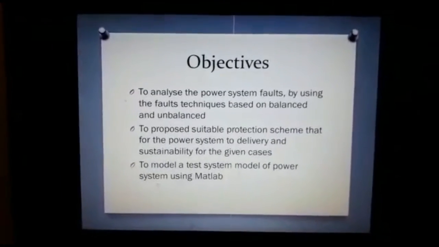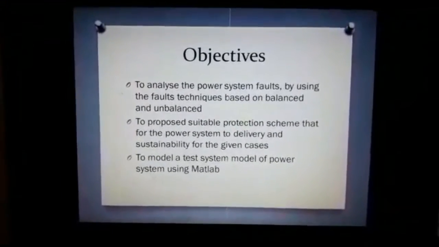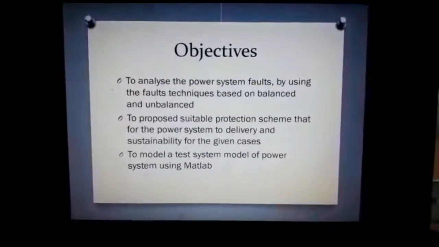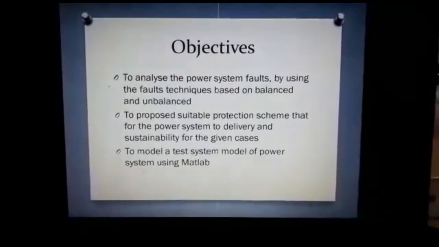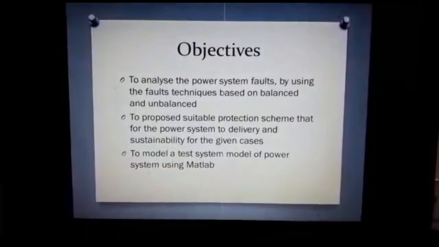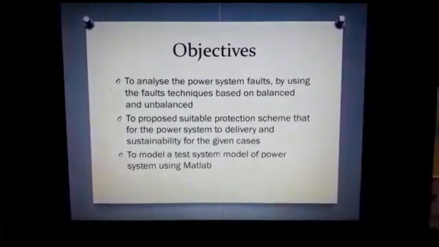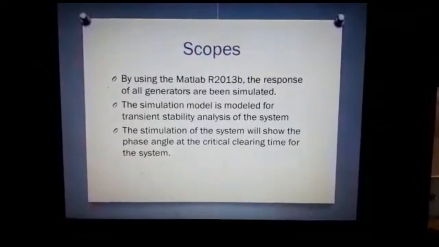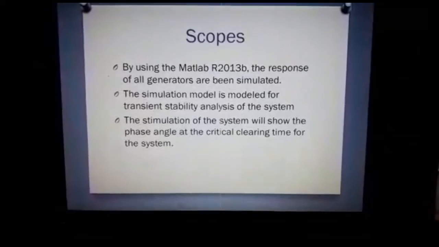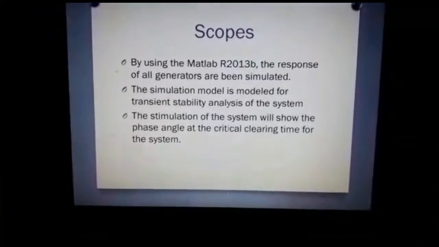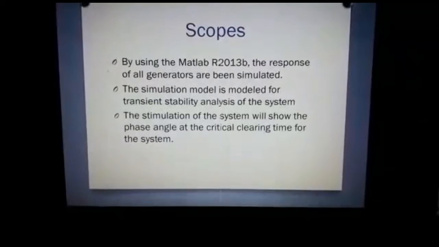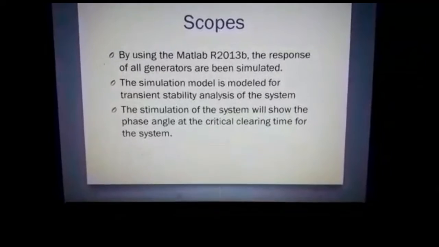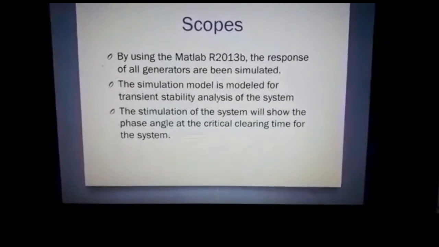The objectives of this project are, first, to analyze the power system faults by using the fault technique based on balanced and unbalanced faults. Second, to propose a suitable protection scheme for the power system for delivery and sustainability for the given cases. Third, to model a power system using MATLAB. Our scope is to use MATLAB R2013B, where the response of all generators is simulated. The simulation model is built for transient stability analysis of the system. The simulation of the system will show the phase angle and the critical clearing time for the system.